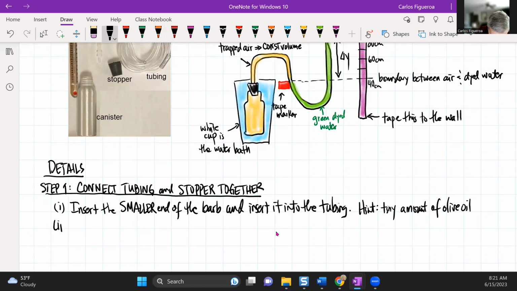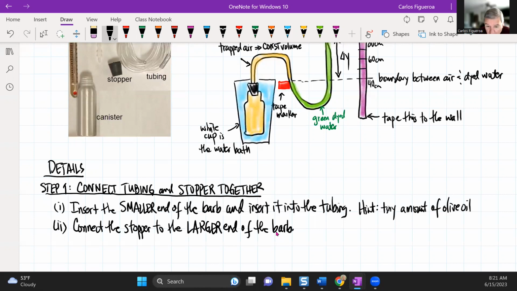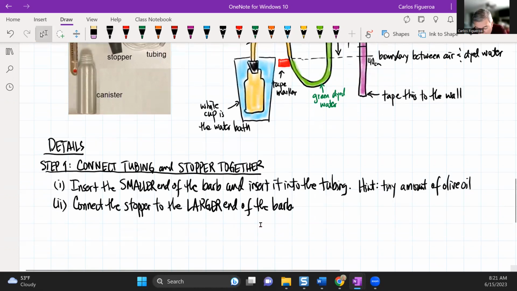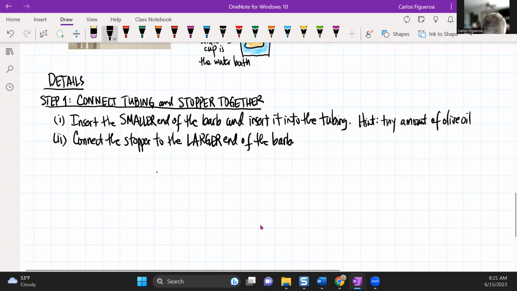And then the next thing you want to do is connect the stopper to the larger end of the barb. So when I look at my picture, I have my barb, and you're going to see that it's nice and thin, and then it kicks out and it's fat. Okay, so then you're going to shove this into the stopper.